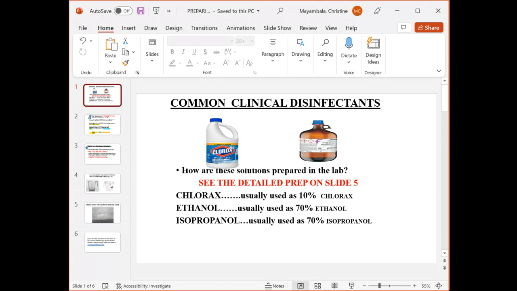Clorox, usually used at 10%. Ethanol or pure alcohol, usually used at 70%. And then there is isopropanol at 70%. But many places like Walmart, they also sell it at 70% as well as 90%. So basically, if you wanted to save yourself some money, you could buy the 90% isopropanol, then dilute it down to 70% and stretch your dollar just a little further. The trick is knowing how to do those dilutions, which is my topic today.